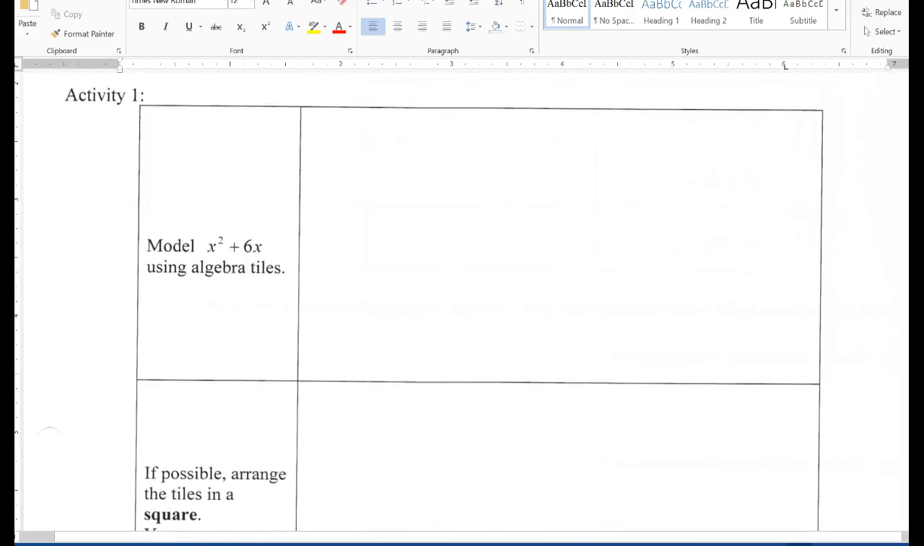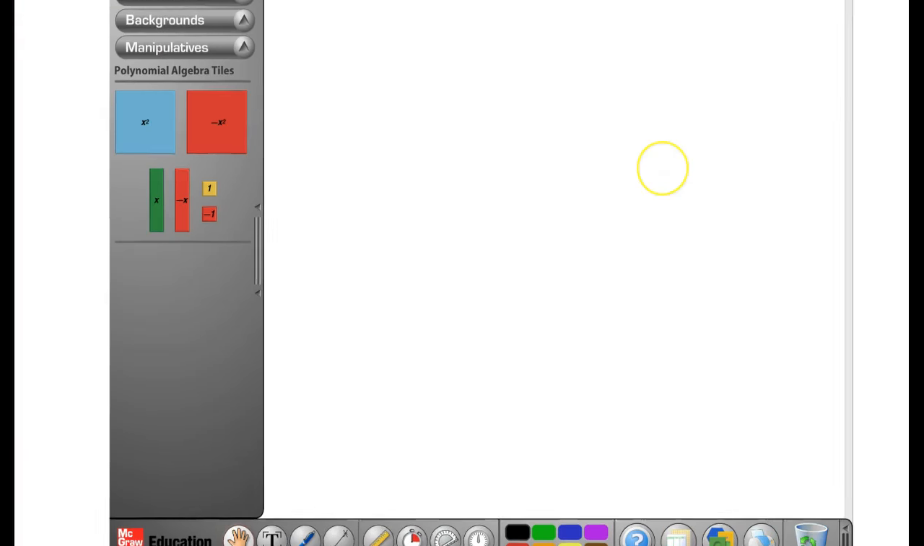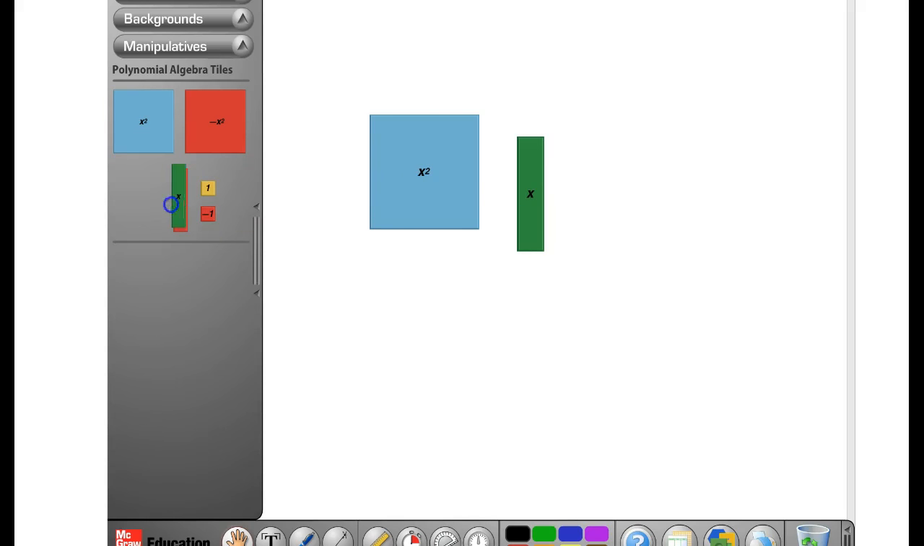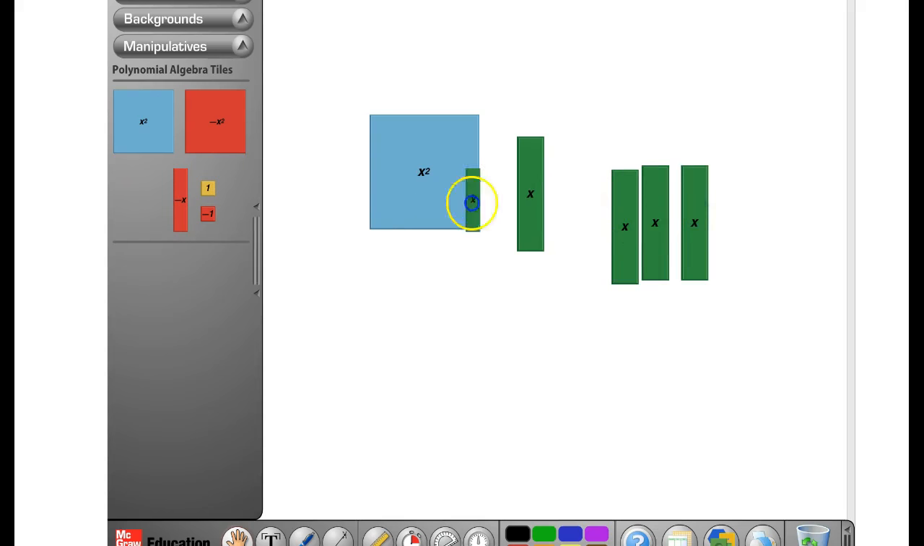So activity 1 asks you to model x squared plus 6x using algebra tiles. So I'm just going to switch over onto my algebra tiles and I'm going to model that. So I want x squared plus 6 x's. But I don't want them just anywhere. Okay, that is technically representing it. What I'd like you to do is I want you to try to make a square using this.